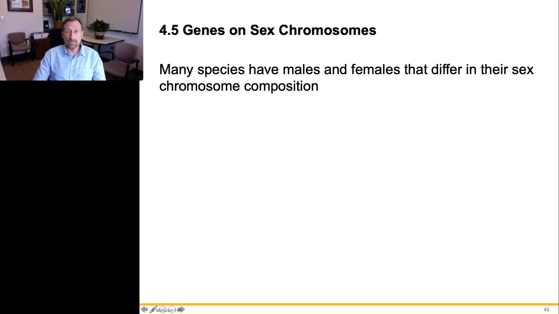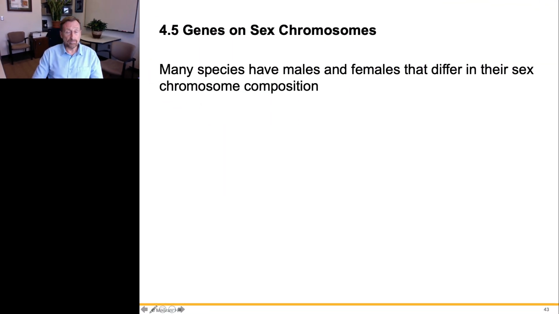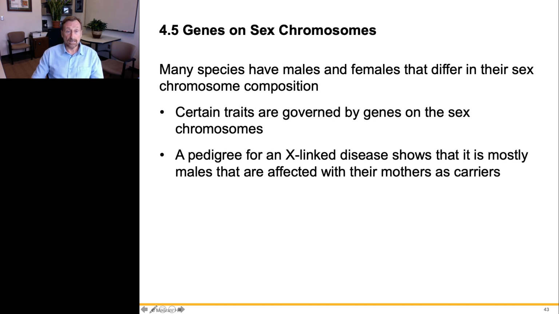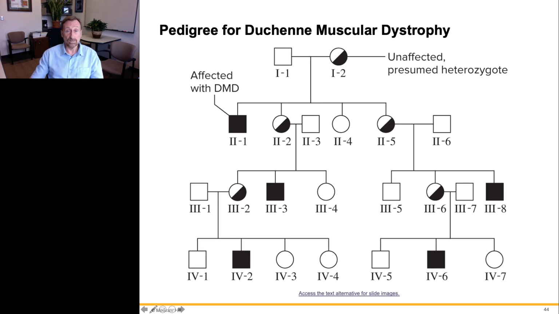As we talked about in Chapter 3, many species have males and females that differ in their sex chromosome composition. And there are certain traits that are governed by genes on the sex chromosomes. If you look at a pedigree for an X-linked disease, it shows that it's mostly males that are affected, with their mothers as carriers. So here's an example of that.